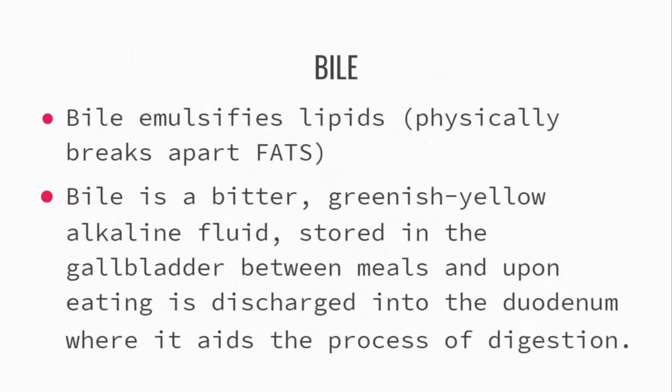Bile emulsifies lipid, that is, physically or mechanically breaks apart fats. Bile is a bitter, greenish-yellow alkaline fluid stored in the gallbladder between meals and, upon eating, is discharged into the duodenum, where it aids in the process of digestion.